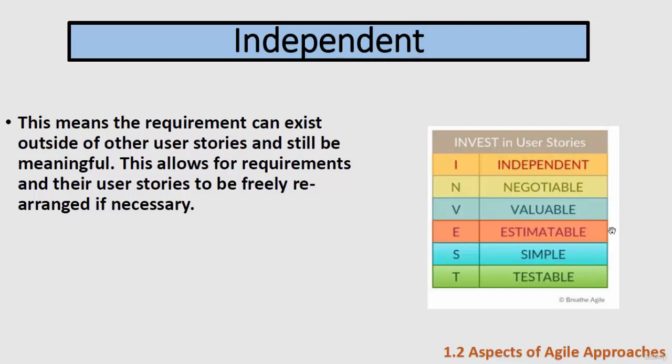The first is independence, which means that our user story can be written outside of other user stories and still be meaningful. What does this mean? If I read the user story independently, I can understand it. I don't need another user story to explain my user story.